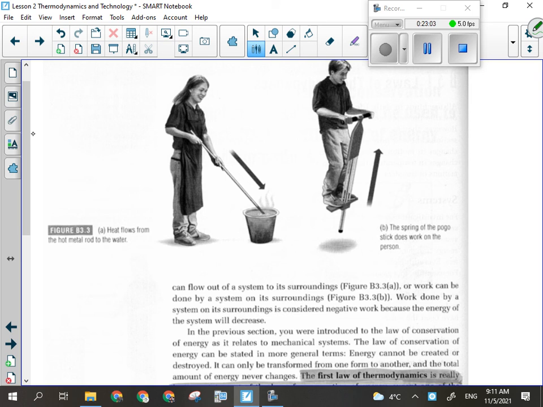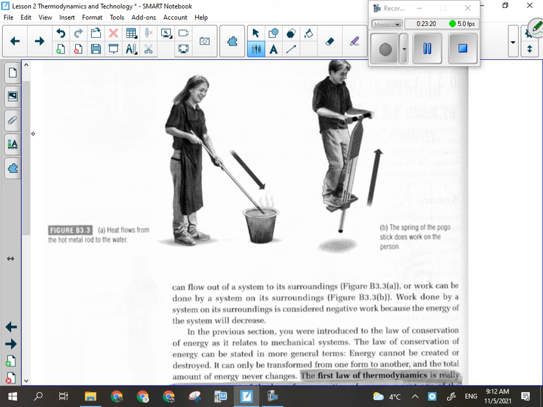Yeah, remember, heat is energy. It's not matter. It doesn't obey gravity, right? Heat can go whichever way it wants to, and it's always high to low. All right, and then this is an example of a transfer of mechanical energy.